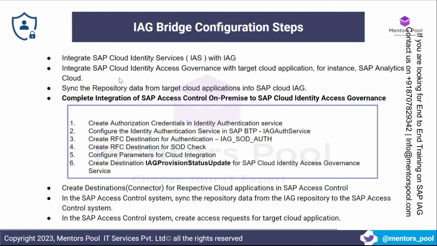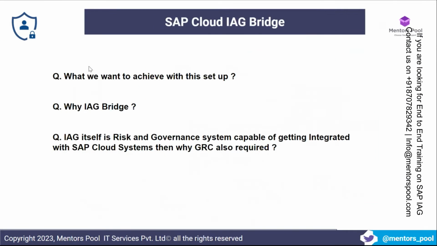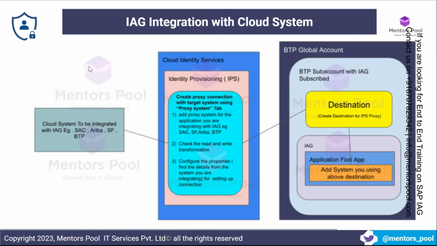We achieve this by IPS proxy. So IPS is a service, Cloud Identity Service, which is used to integrate any cloud system with IAG. Okay, we have done a very detailed session on this as well if you wanted to have a look. This architectural diagram tells you each and every step involved in integrating any cloud application, can be SAC, Ariba, SuccessFactors, or even the BTP platform with IAG for access, risk and governance purposes. Okay, this also we have done in very detail.